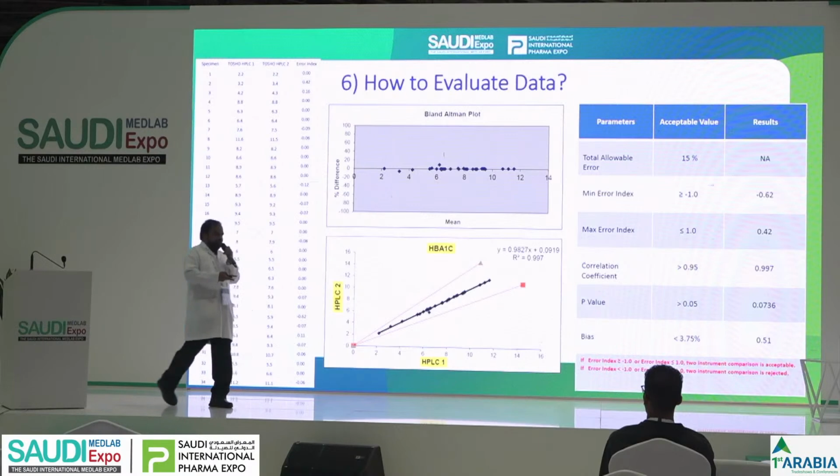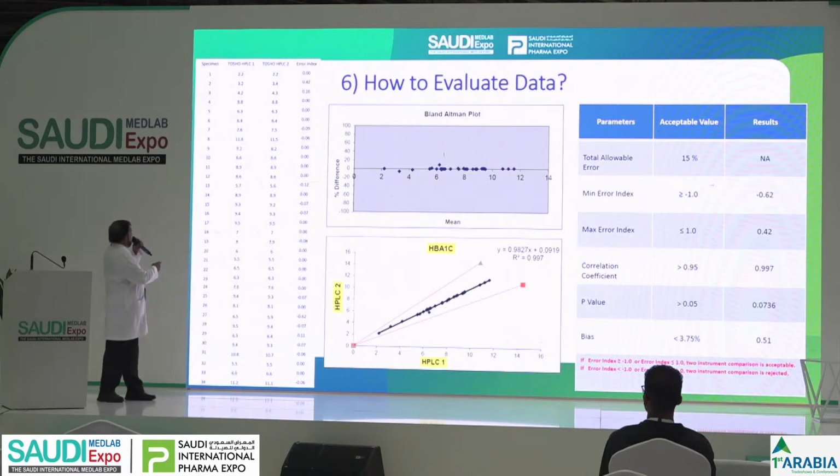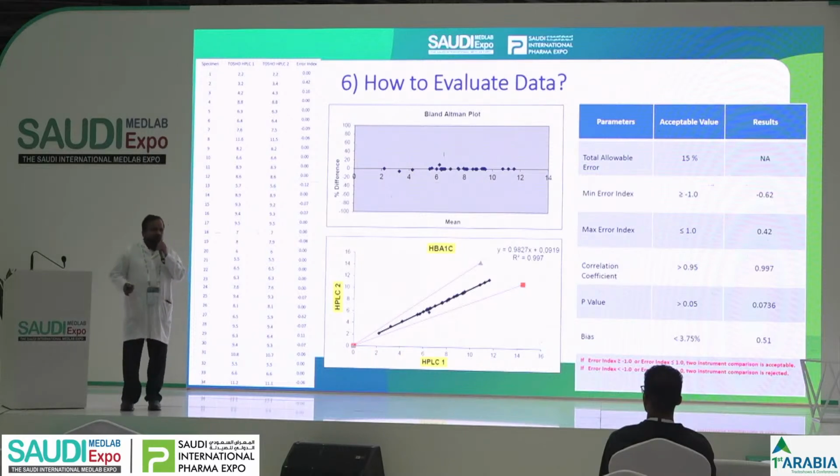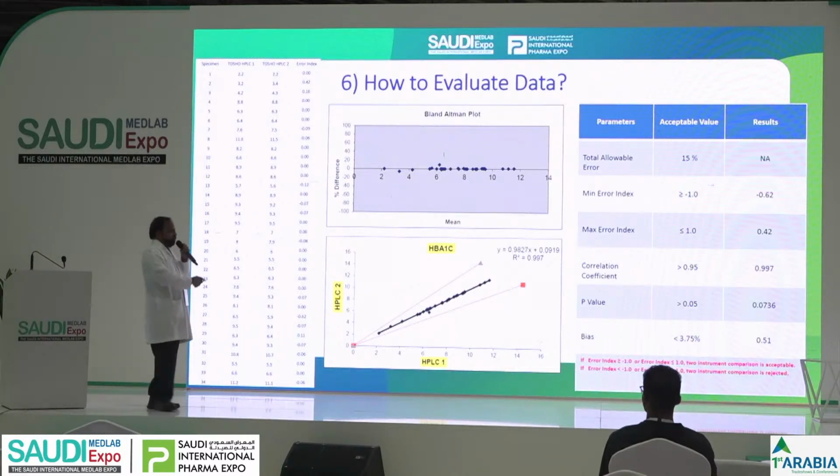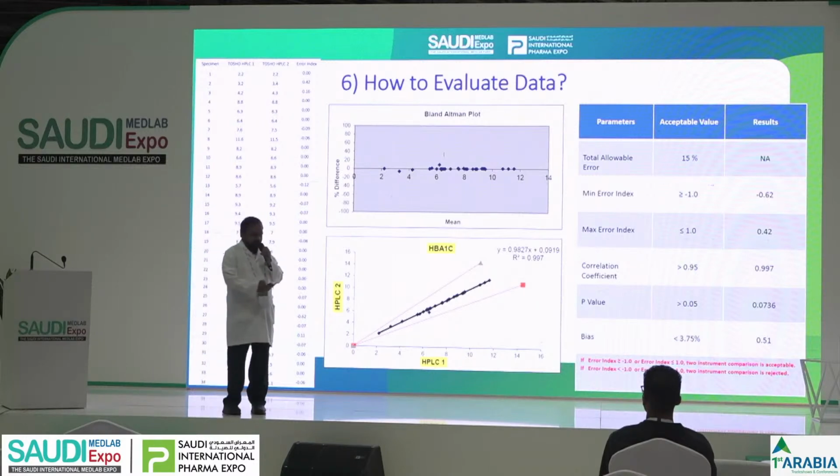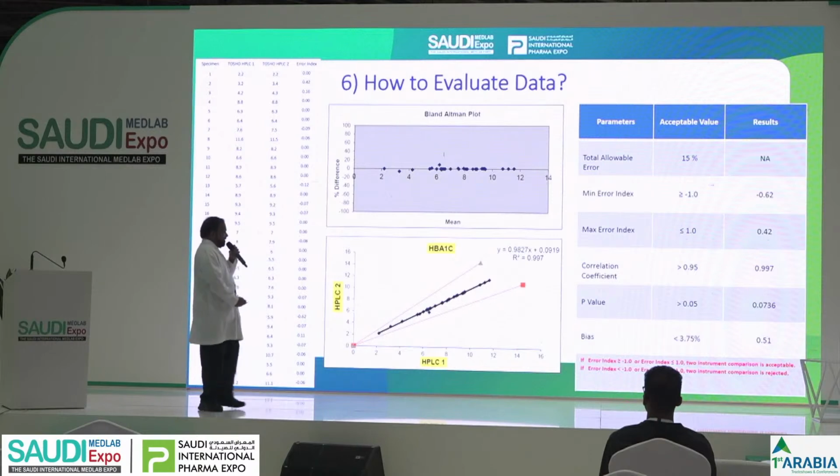How to calculate this error? I will repeat again. Take the two readings, 3.2 and 3.4: 3.2 minus 3.4, divided by 3.2, multiplied by 100. One result comes, divided by the total allowable error. So everything should be plus or minus 1. And the last one is the R value. The R value should be greater than 0.95. Then you are done. The comparison is passed. So now let's see the next slide.